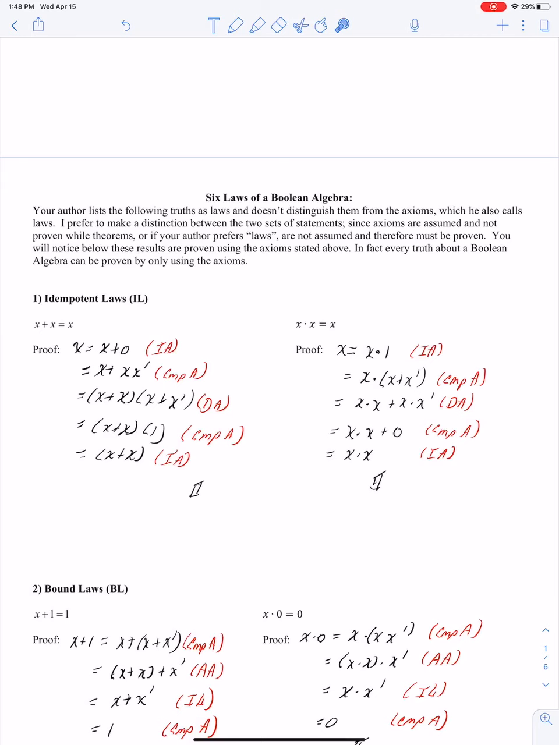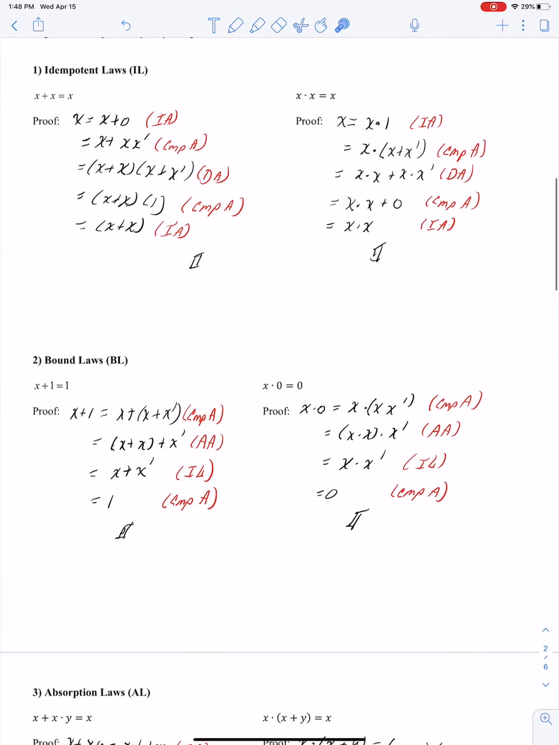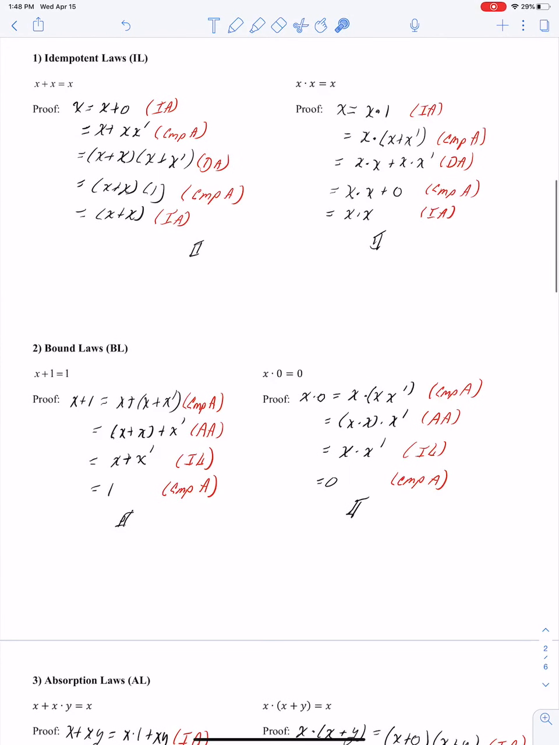I started with one side, I end with the other. The reason why I'm showing you these arguments is both to develop these laws and also to show you how one argues things in a Boolean algebra. All right? So there are my idempotent laws. If ever I have to use them, I can, because I've already proven them. And I abbreviate them IL. Get it? Idempotent laws. All right.